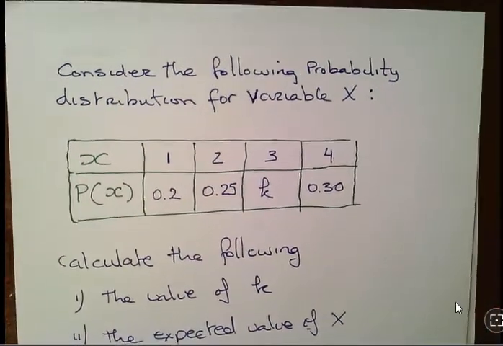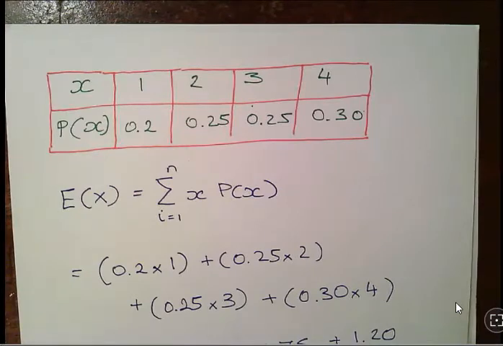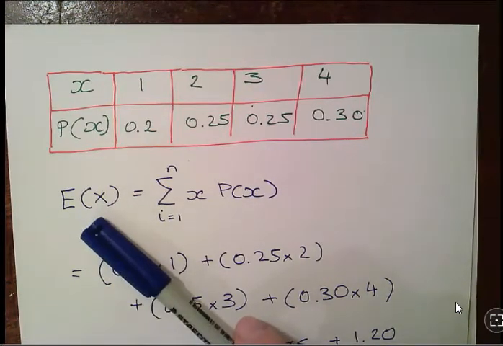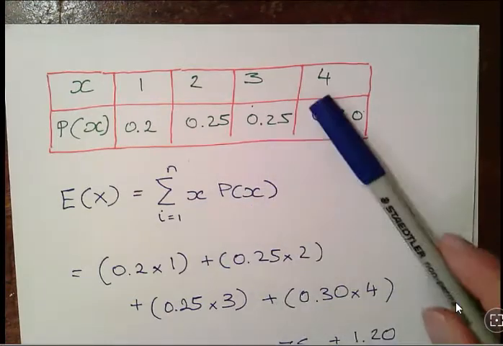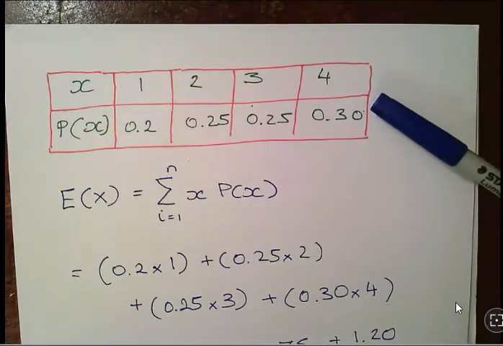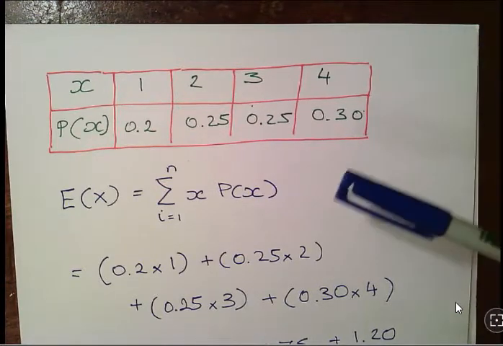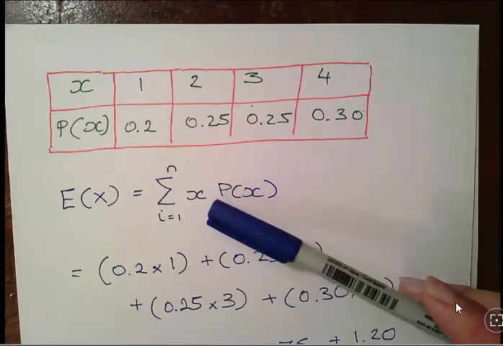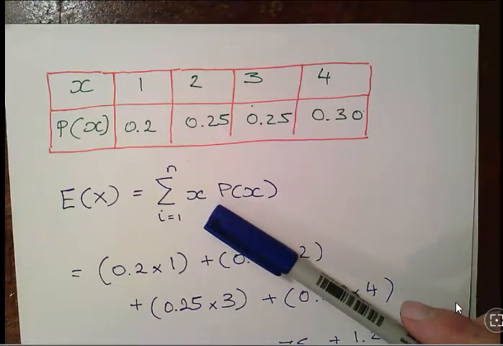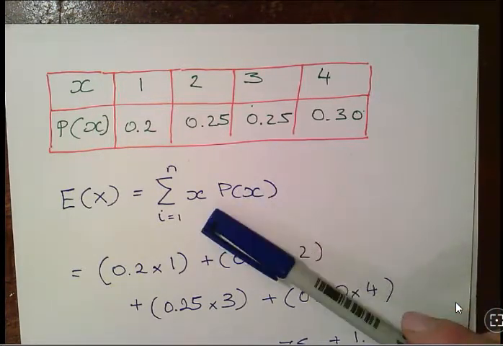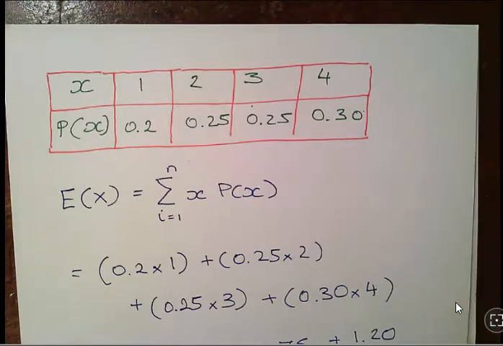Okay. So now I'm going to calculate the expected value of x, which we denote E of x. I have the table rewritten up here with the value of k written in as 0.25. This is the formula we're going to use. Essentially, we multiply each outcome value x by the probability of that outcome and sum them all up.